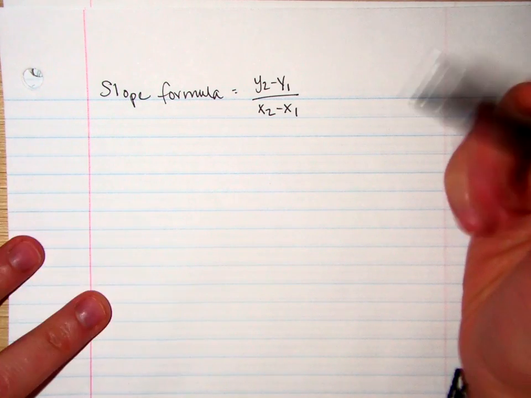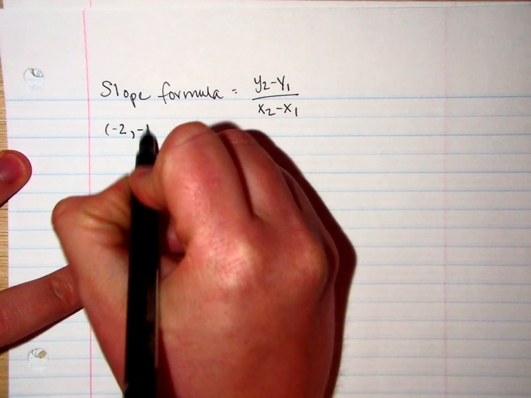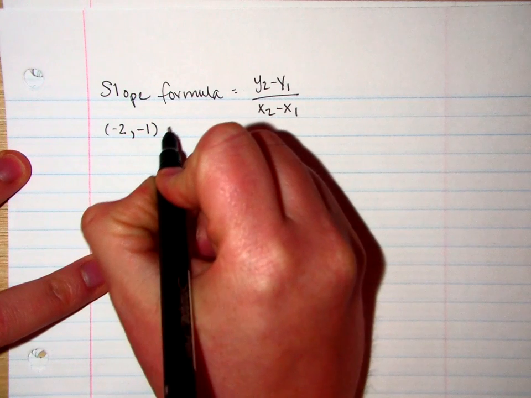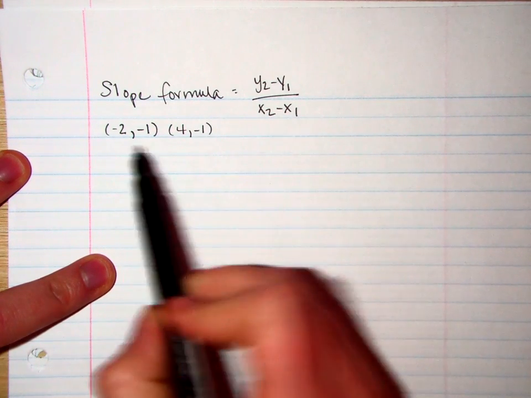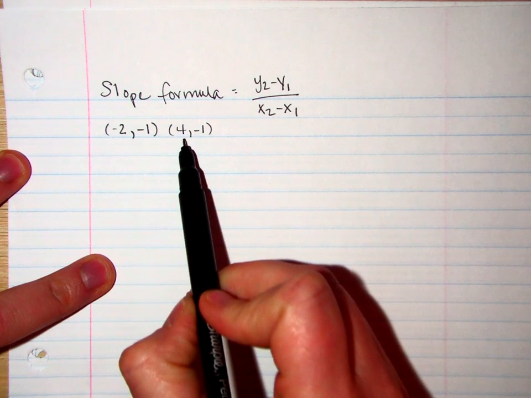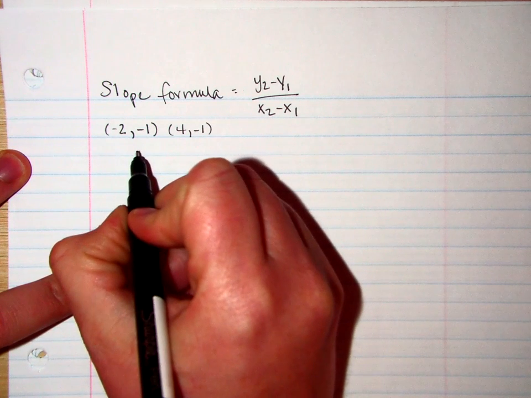So for an example, we have (-2, -1) and we have (4, -1). You can use this formula. This is always my second point. This is my first point because I go left to right. So it's the change in y over the change in x.